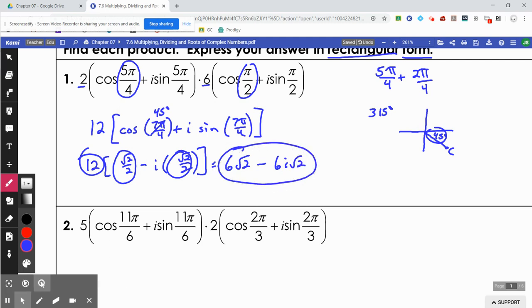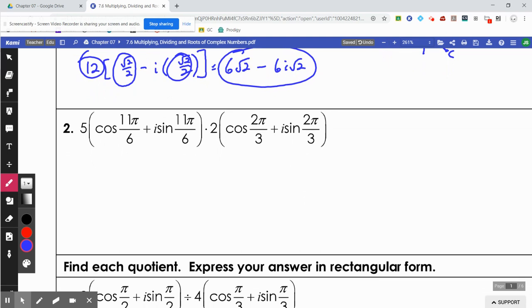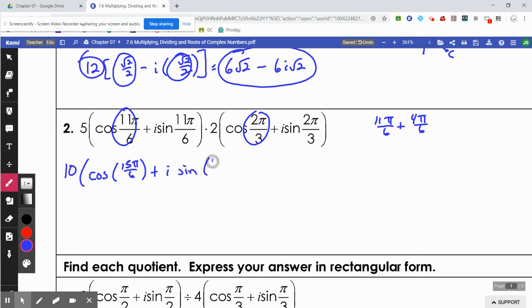Number 2, again, we're multiplying these together, so take the 5 and the 2 out front and simply multiply those two moduli. 5 times 2 is 10. And then you have the cosine of, take your two angles, which is 11 pi over 6 and 2 pi over 3, and you simply add them. So that'll be 11 pi over 6 plus, common denominator will be a 6, so multiply top and bottom by 2. And that gives you 15 pi over 6 when you add them, plus i sine of the exact same angle, 15 pi over 6.